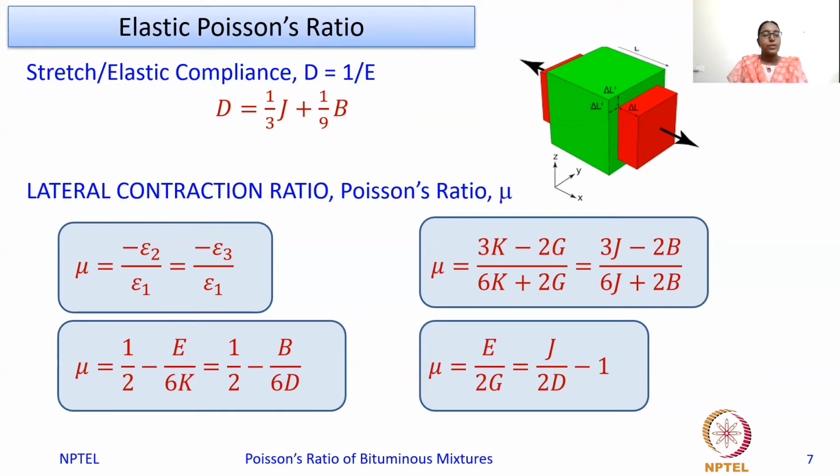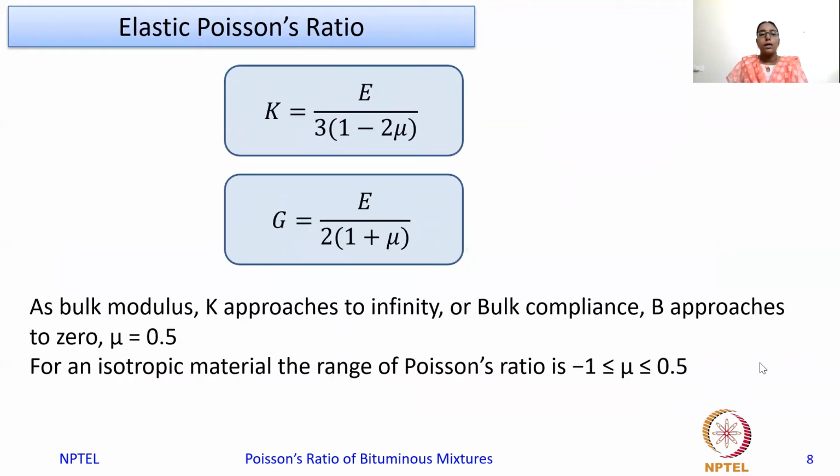Now, the one relation that we will be interested in further, when we are looking at the viscoelastic Poisson's ratio, is that Poisson's ratio is equal to half minus E by 6K. Further, we have other relations connecting E, mu, K, and G, that the bulk modulus K is equal to E by 3 into 1 minus 2 mu, and the shear modulus G is equal to E by 2 into 1 plus mu.